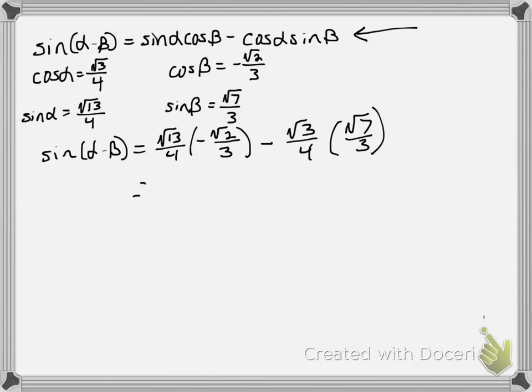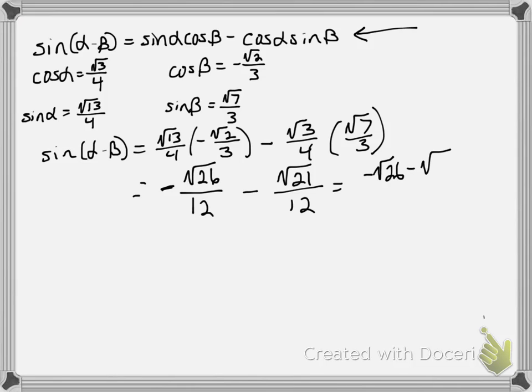So I have a negative times a positive for this first term, so it's going to be negative. Square root of 13 times square root of 2 is square root of 26. 13 times 2 is 26. In the denominator, we have 4 times 3, which is 12, minus square root of 3 times square root of 7 is square root of 21, and 4 times 3 is 12. We have a common denominator already, so we can just combine these. So we have negative square root of 26 minus square root of 21 over 12. And we're done. That's our answer. Negative square root of 26 minus square root of 21 all over 12 equals the sine of alpha minus beta.